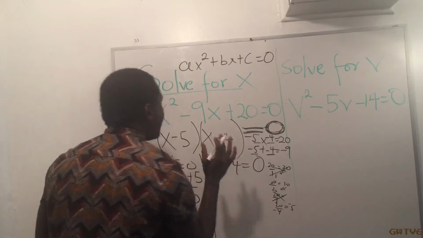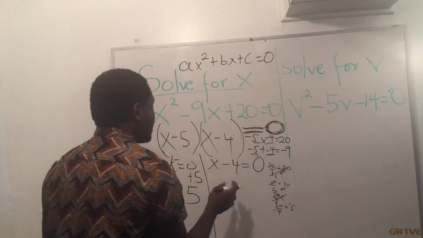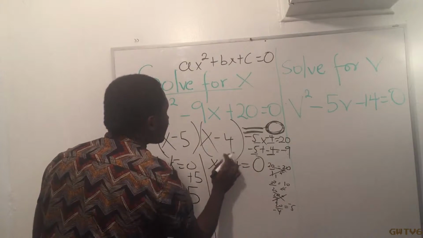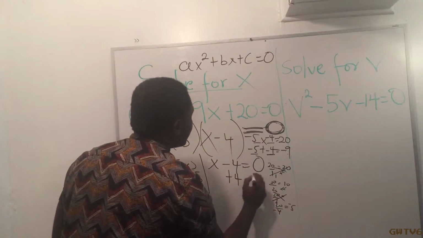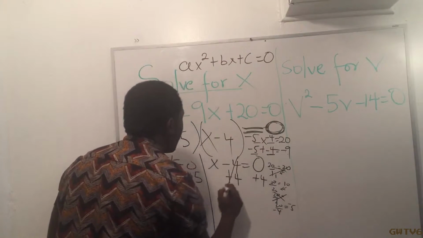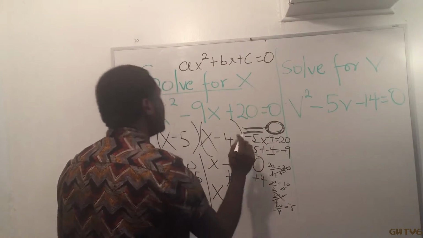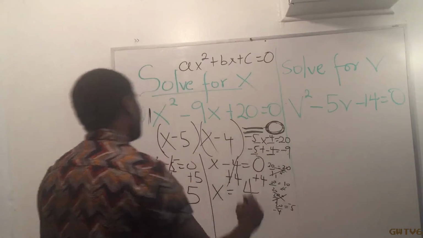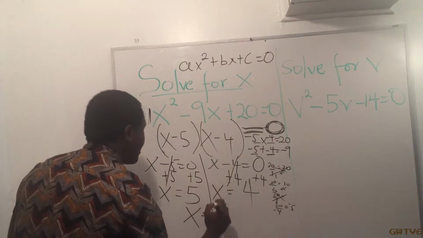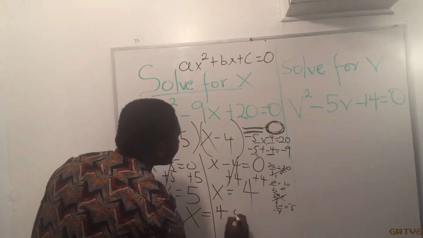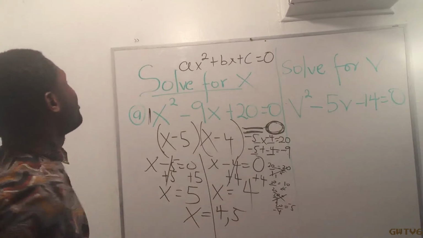And then on this side, I want to get x by itself too. So I got to do the opposite with this one too. It's a negative, so I add 4. Do the same thing on this side. I have my x by itself. 0 plus 4 is 4. So that means my answer should be what? x equals 4, 5. So that'll be my answer.